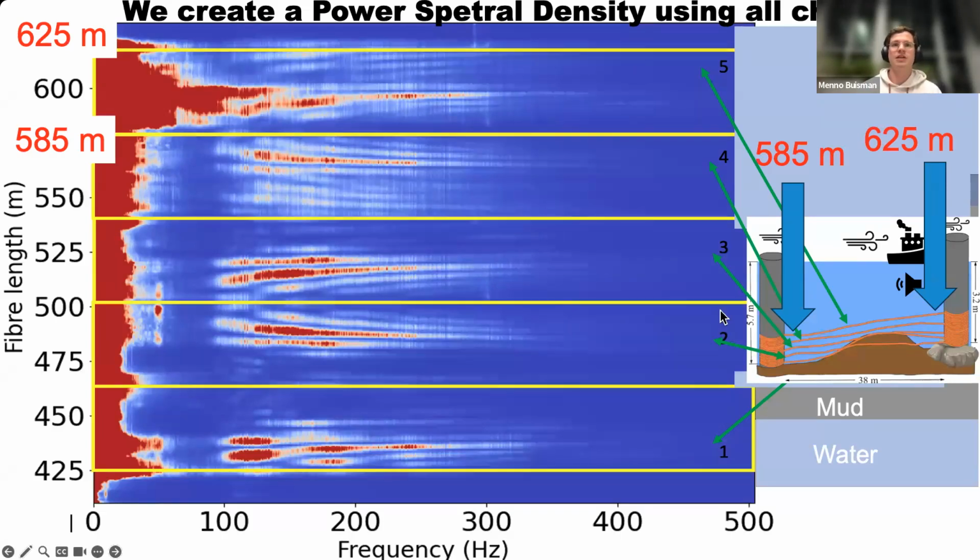Now you can see very interesting constructive and destructive interference patterns. We believe this is related to the depth and the vessel location, because these patterns didn't change once the vessel location with respect to our setup changes.